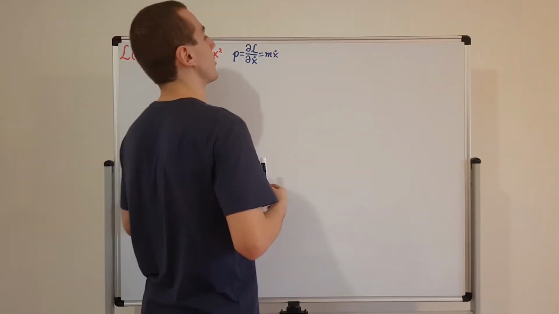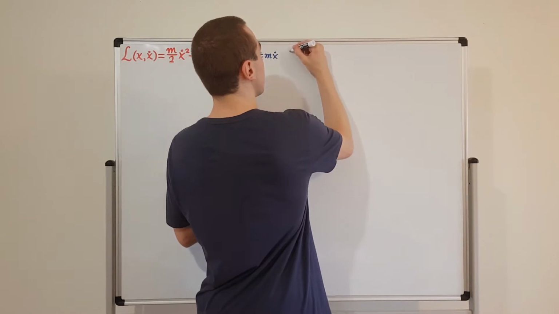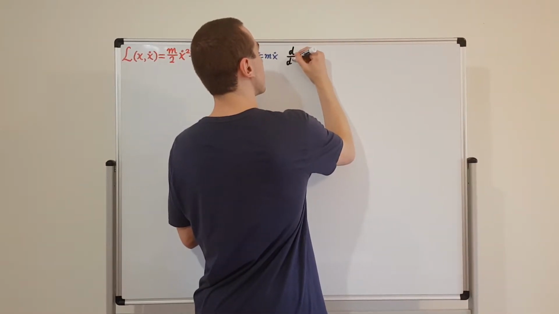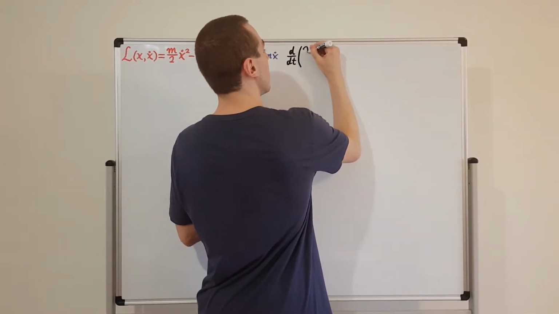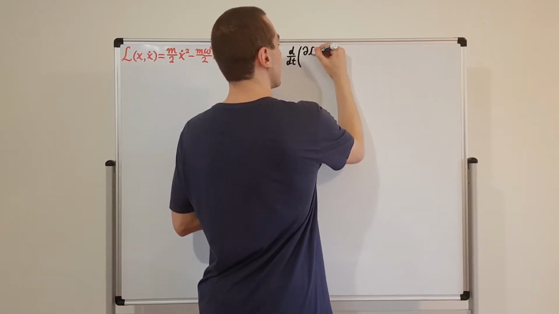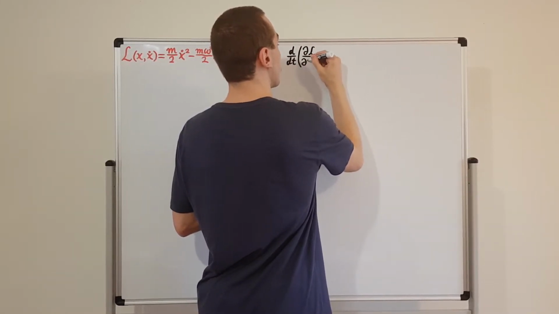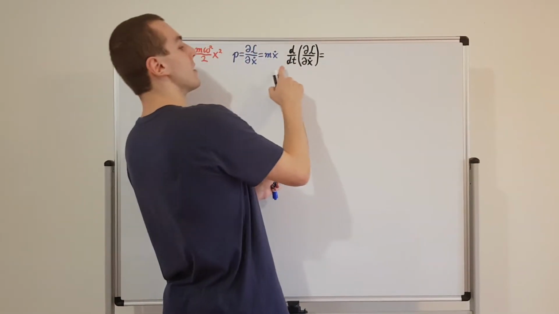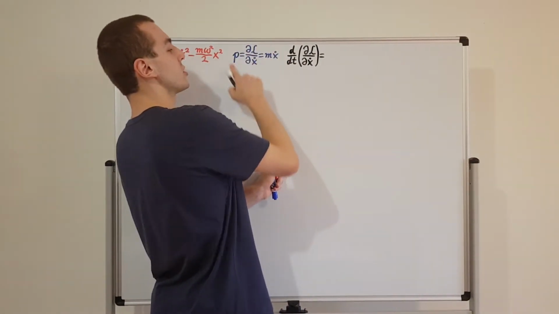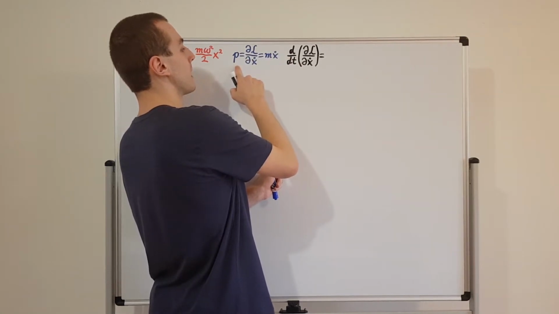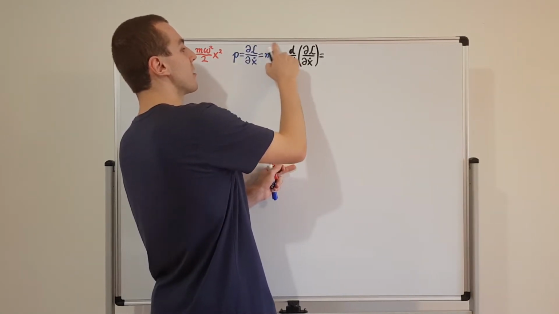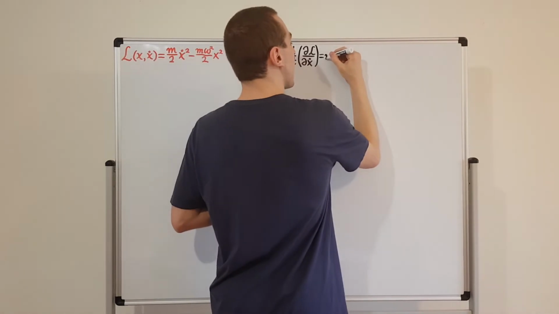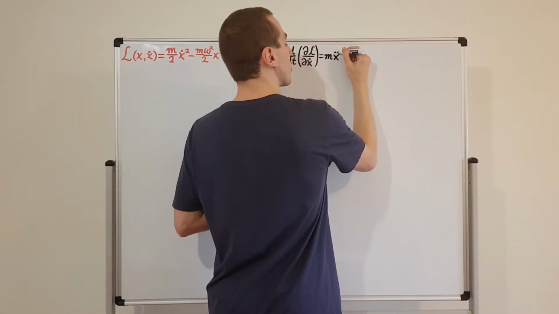So I'll do that over here. First of all, we're going to have to take the time derivative of this quantity, of this momentum. So we have the partial derivative of the Lagrangian with respect to x dot. That is equal to the time derivative of this over here. We're just taking the time derivative of this momentum. So all we have to do is differentiate this term. And that's going to give us m x double dot.